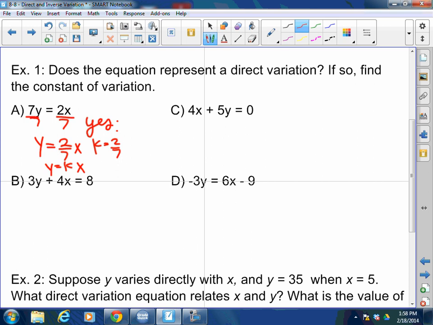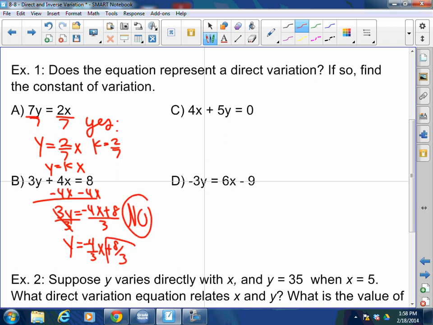B. I'm going to subtract 4x to both sides. I got 3y equals negative 4x plus 8. Divide by 3. No. This is y equals negative 4/3 x plus 8/3. This is a big fat no. Why? Because of that plus 8/3. Is this a linear function? Yes, it is linear. Is it a direct variation? No. Why? Because I added something to the x.